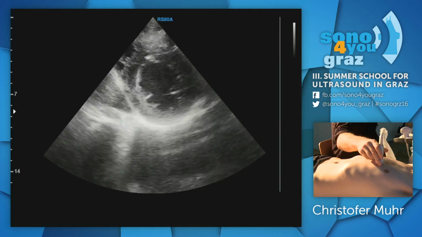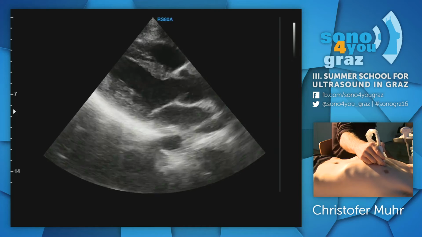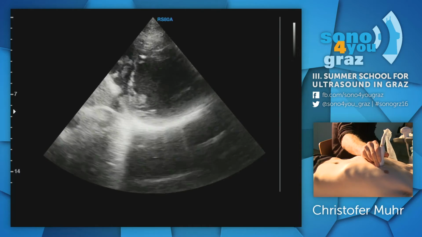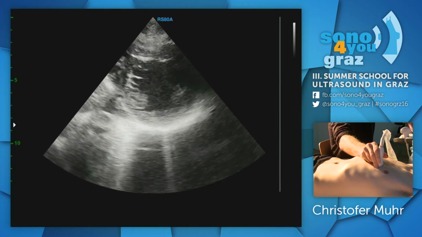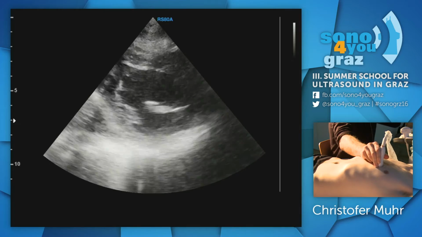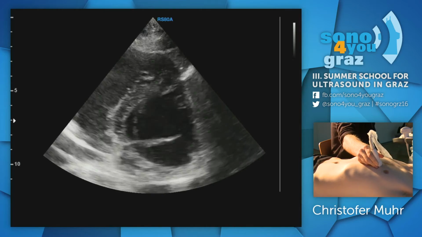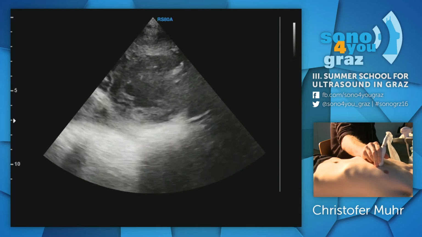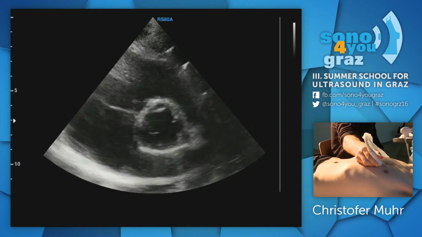It might be okay. So now, what I do, exactly the same footprint, just turn the probe around, okay? And we get a nice view of the papillary muscles. And same thing here. Sometimes you have to adjust it, but sometimes you can just, exactly the same footprint, just tilt the probe up and down, okay? And here comes the famous Mercedes sign.